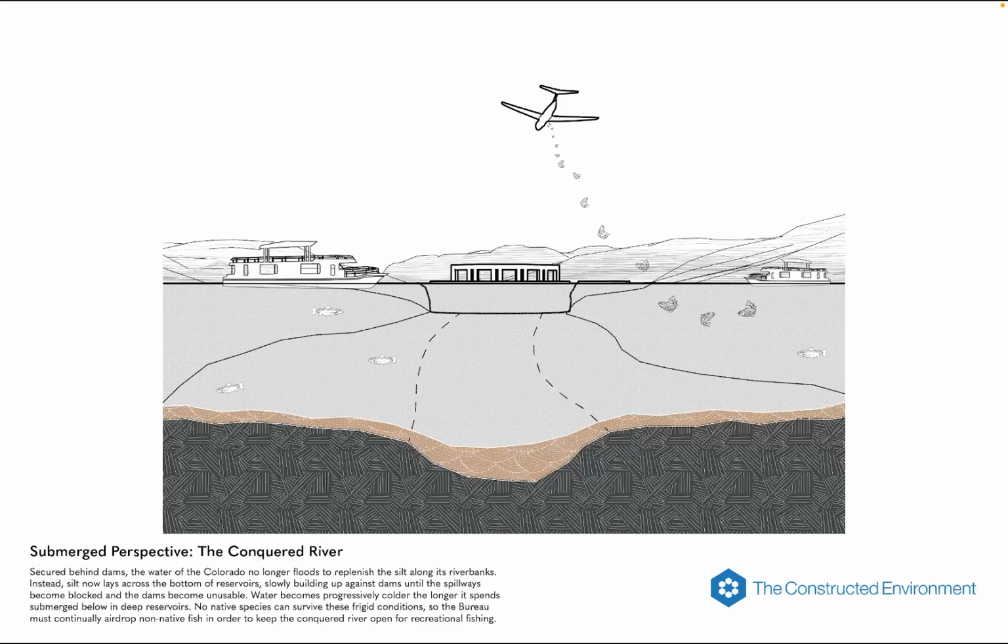Secured behind dams, the water of the Colorado no longer floods to replenish the silt along its riverbanks. Instead, silt now lays across the bottom of reservoirs, slowly building up against dams until the spillways are blocked and the dams become unusable. Conquered behind deep reservoirs, water becomes progressively colder the longer it spins below the surface. No native species can survive in these frigid conditions, so the Bureau of Reclamation must continually airdrop non-native fish into these lakes in order to keep the conquered river open for recreational fishing.